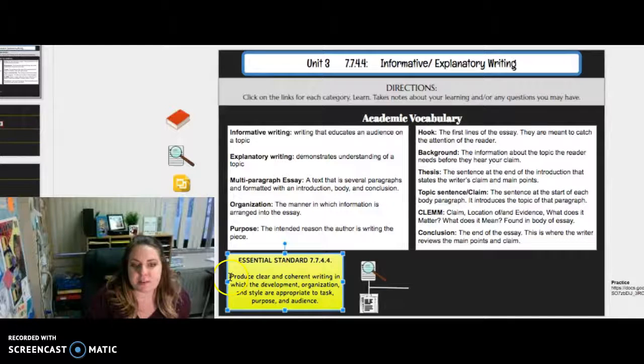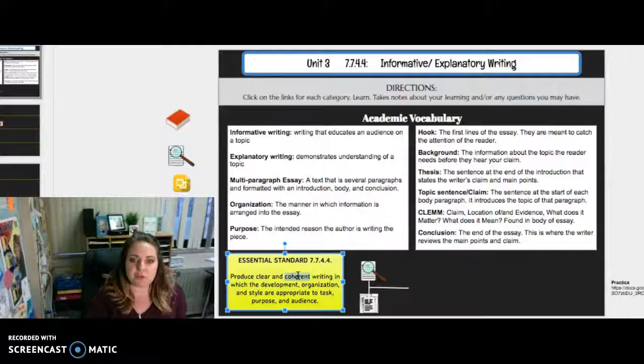So the standard says that we need to produce clear and coherent writing. Clear and coherent mean that the words that we write, the sentences that we create, the paragraphs that we design, the essays we produce, all of that needs to make sense.